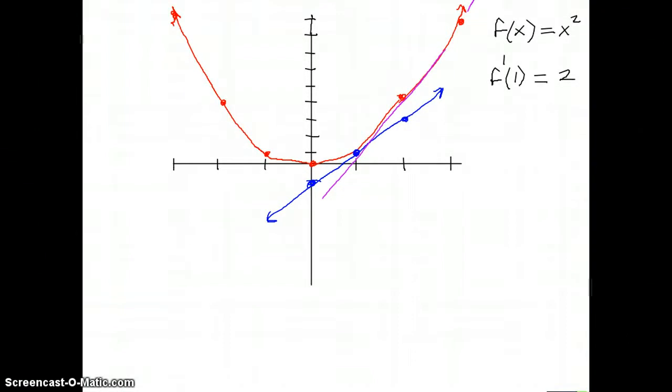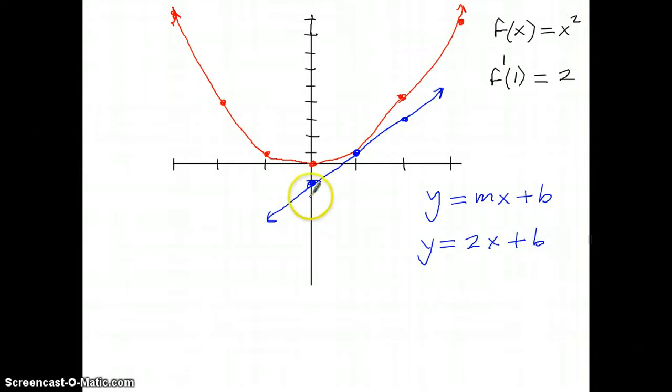Now the previous problem said also to find the equation of the tangent line right at 1. Well, what that means is we're looking for y equals mx plus b. So what is the equation of our tangent line? Well, we know that the slope of the tangent line is 2. What is the b value? We could just eyeball it right now and say, oh, yeah, well, that's equal to a -1.